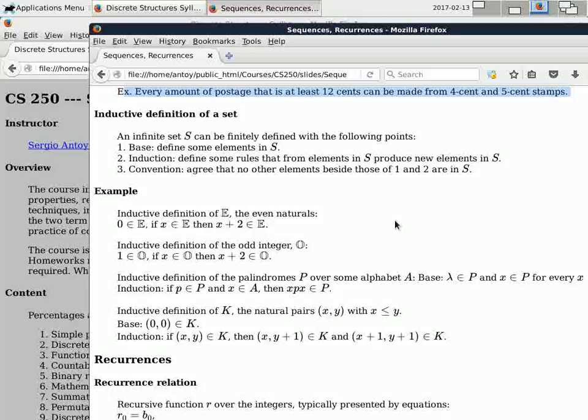So let me make another example here. I have a set S, and I give you this inductive definition. 4 belongs to S. If x belongs to S, then x plus 13 belongs to S. Alright? And so now I give you a number and I say, is 100 in S? I put a question mark because I don't know if it is true or false. How do we solve this one?